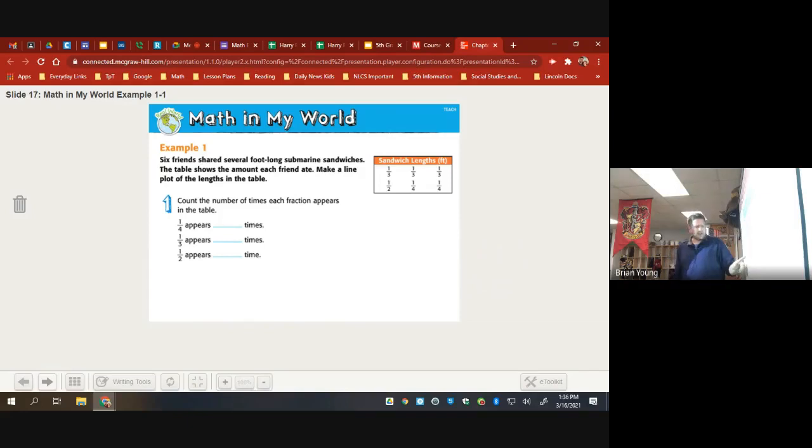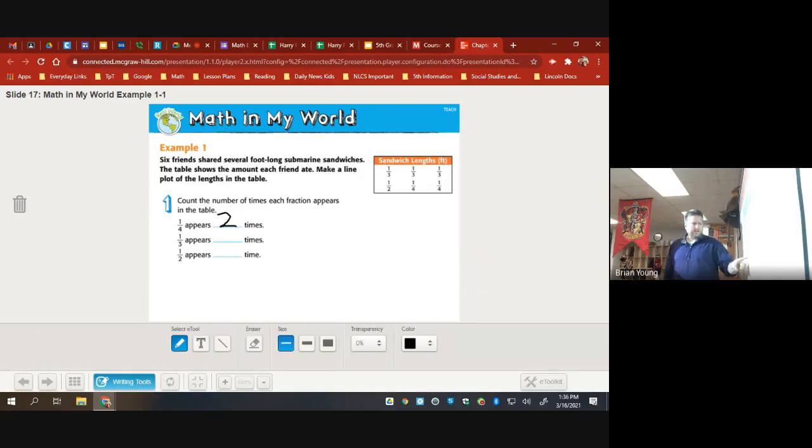It says, how many times does 1/4 appear? Two times. So you have two in your blank right here. It appears twice. How many times does 1/3 appear? Three. And one-half appears one time. So you should have 2, 3, 1 right there.